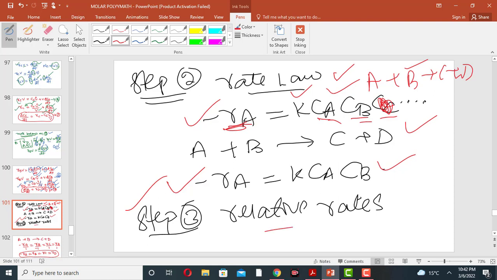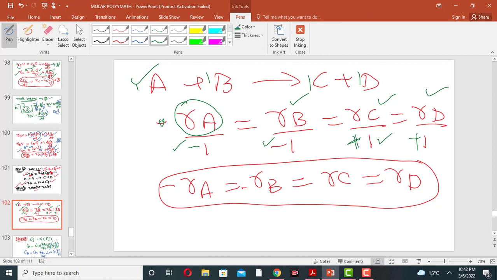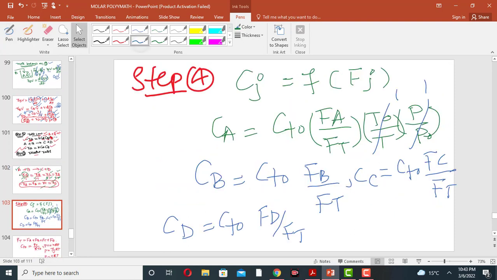In the third step, write the relative rates. The relative rates for this irreversible reaction: the rate of change of component A, which is being consumed in the system, RA divided by minus 1, is equal to RB divided by minus 1, is equal to RC divided by plus 1, is equal to RD divided by plus 1. So the stoichiometric coefficients here are 1, 1, 1, and 1. For reactants we write negative, because these are reactants, and for products we write a plus sign. So minus RA is equal to minus RB, is equal to RC, is equal to RD. This is the relative rates for the general irreversible reaction.